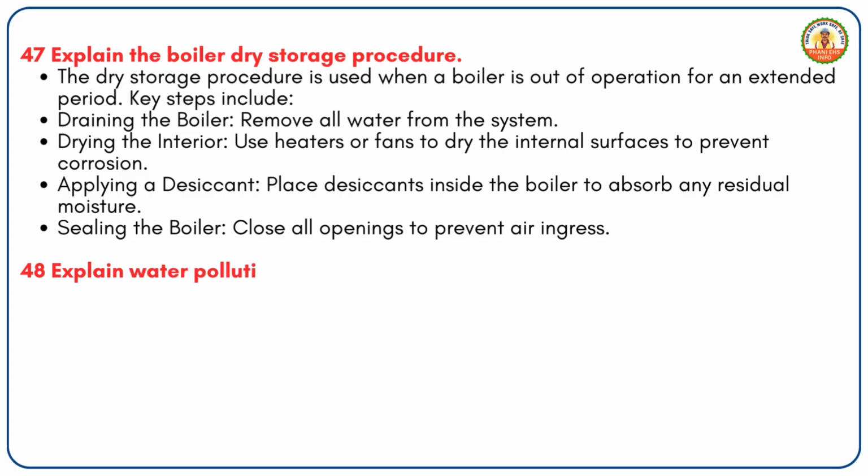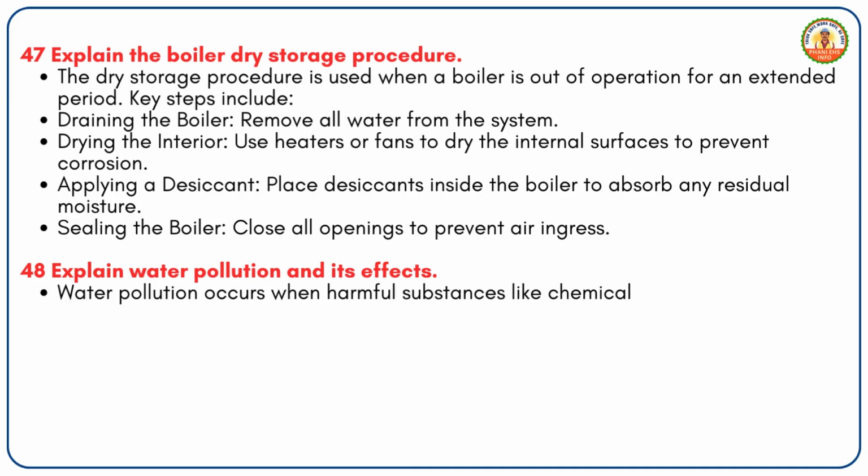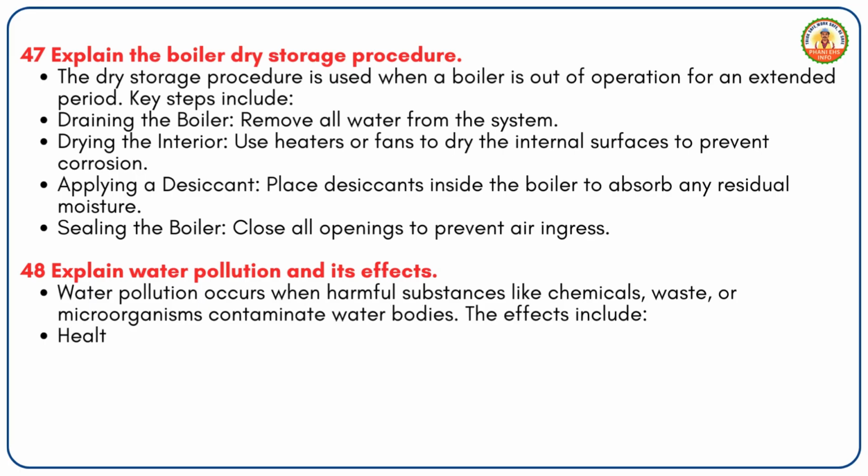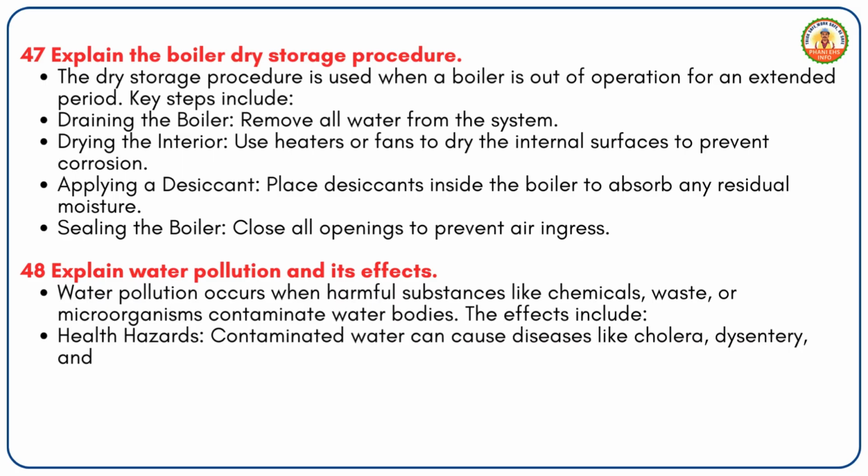48. Explain water pollution and its effects. Water pollution occurs when harmful substances like chemicals, waste, or microorganisms contaminate water bodies. The effects include: health hazards. Contaminated water can cause diseases like cholera, dysentery, and poisoning.